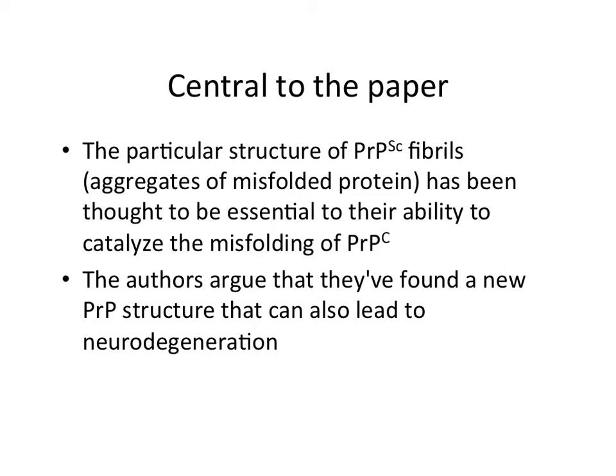So getting to the paper, one of the basic ideas in prion biology for a while is that there's a specific structure of prion protein, one specific conformation that it folds into that makes aggregates. And it's the structure and shape of those aggregates, multiple copies of these misfolded prion proteins, that are essential to catalyze the misfolding of other proteins. So it's not just that it misfolds, it has to misfold into a particular shape.